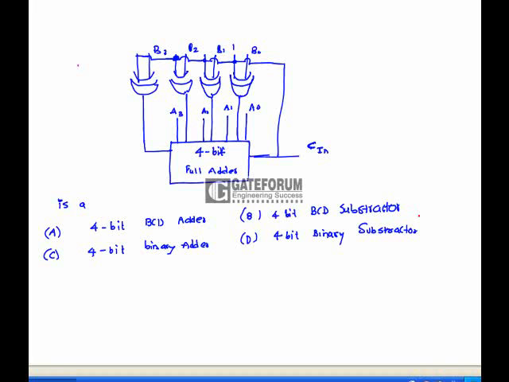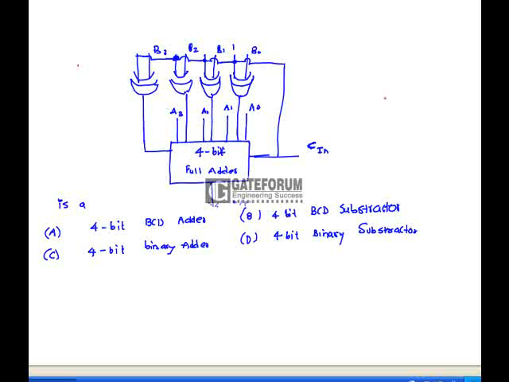A 4-bit full adder is shown in the diagram, and B0 is passed to the exclusive OR gate. The 4-bit data, that is A0, A1, A2, A3, and B0, B1, B2, B3, is given to the 4-bit full adder, and the data B is passed to the exclusive OR gate. We have to find out what kind of results this network leads to.